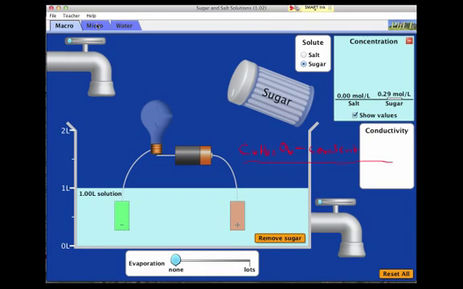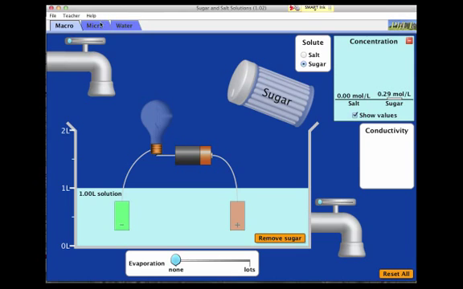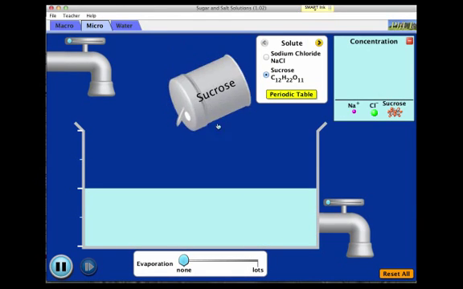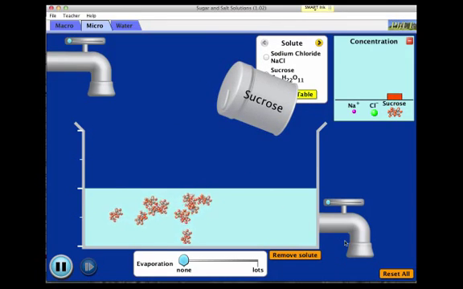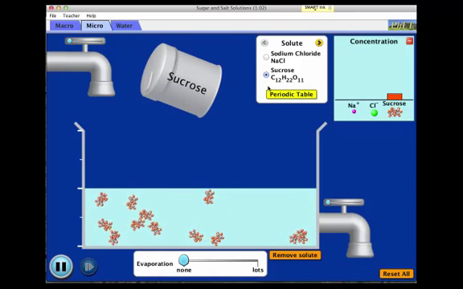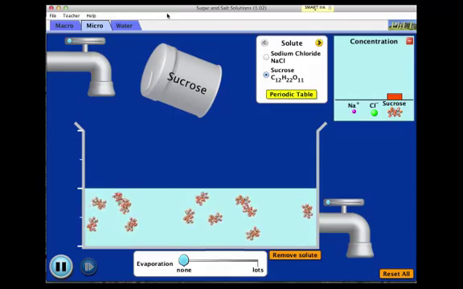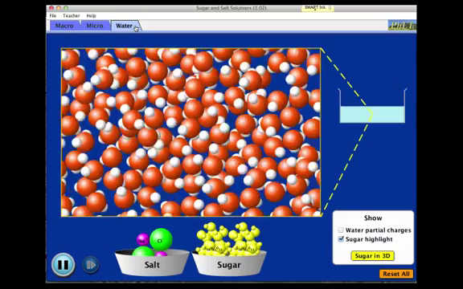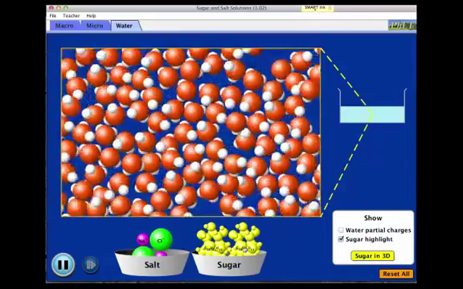So let's take a look at the microscopic view of dissolving sugar. Okay, here's my sugar. Let's add our sugar molecules into the water solution. And they bump around in the water until they're evenly distributed throughout the solution. There we go. So now they're evenly distributed. Let's look at what it looks like in the water. So here's my water molecules all bumping around. We're looking in real close now.